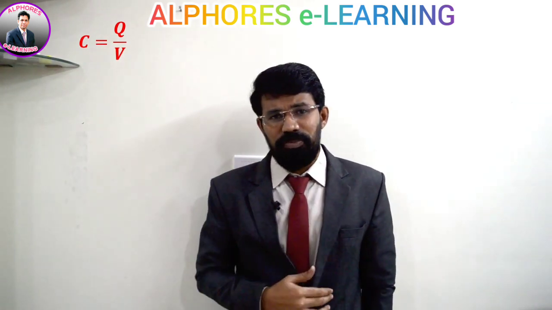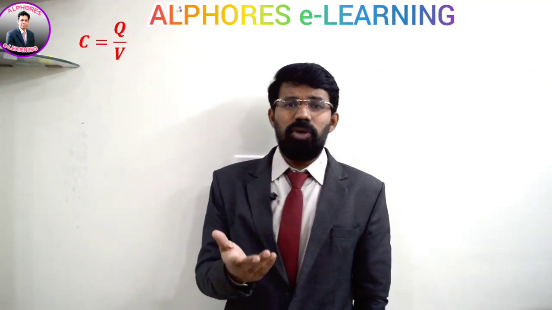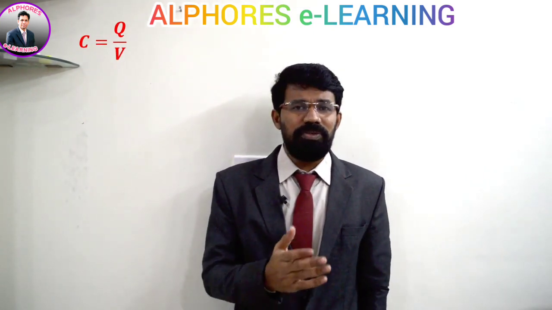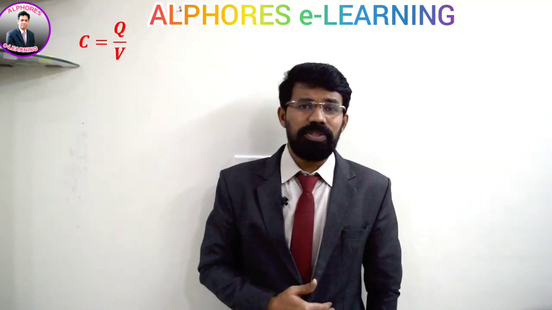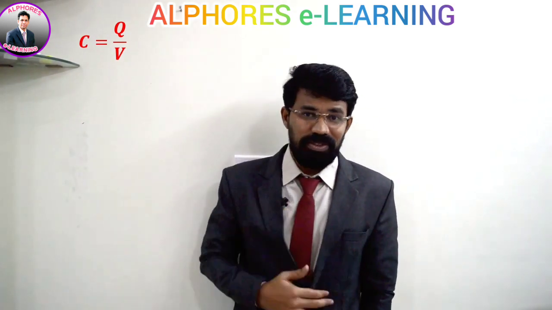If you take a graph between Q and V, Q on the y-axis and V on the x-axis, the slope of that graph gives us what? Obviously capacitance, because the slope will be Q by V. So remember children, when you draw a graph of Q versus V, the slope gives us capacitance, and if you calculate the area, it gives us the energy stored in the capacitor. These are two important key points connected with this equation.